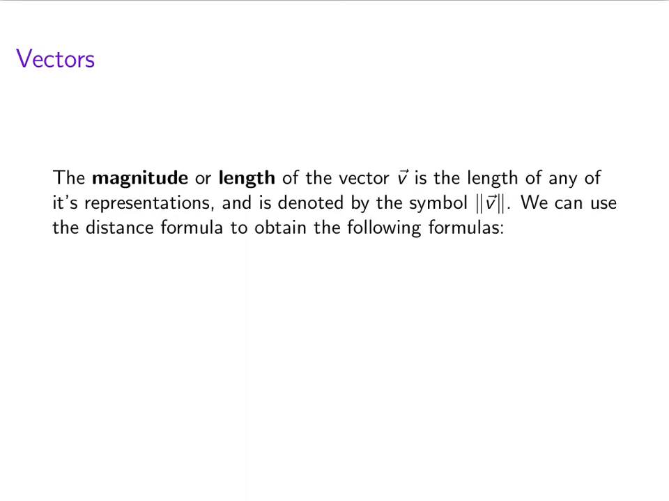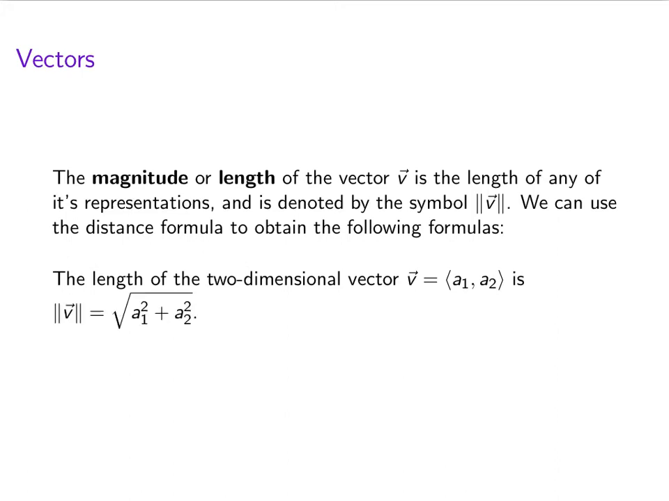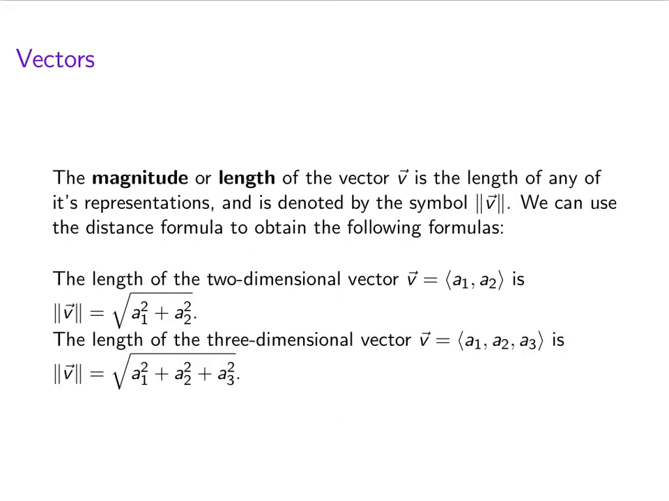Now we can use the distance formula to get the following formulas for the length of a vector. So the length of the two-dimensional vector v, which is a1, a2, is square root of a1 squared plus a2 squared. And in a similar way, we can say that the length of the three-dimensional vector v, who has components a1, a2, a3, is square root of a1 squared plus a2 squared plus a3 squared.